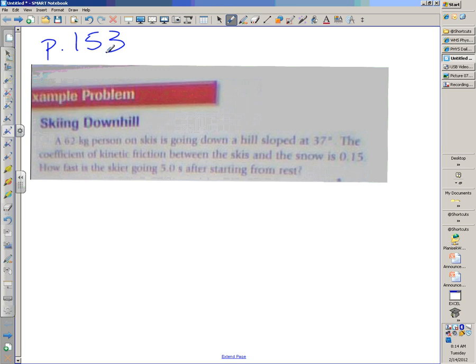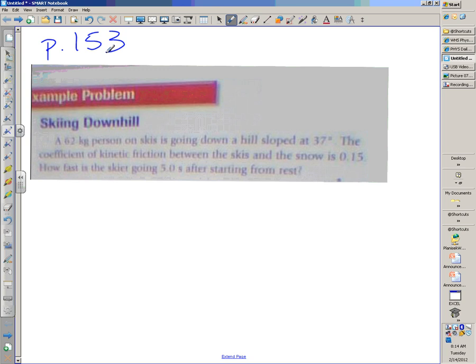So it says, skiing downhill. A 62-kilogram person on skis is going down a hill sloped at 37 degrees. The coefficient of kinetic friction between the skis and the snow is 0.15. How fast is the skier going 5 seconds after starting from rest?